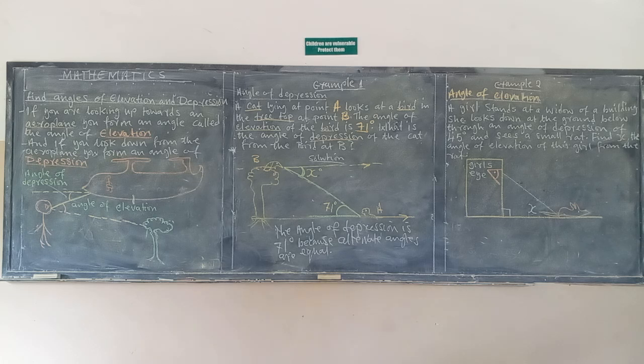We have a demonstration there which says: a girl stands at the window of a building. She looks down at the ground below through an angle of depression of 45 degrees and sees a small rat. Find x, the angle of elevation of this girl from the rat.